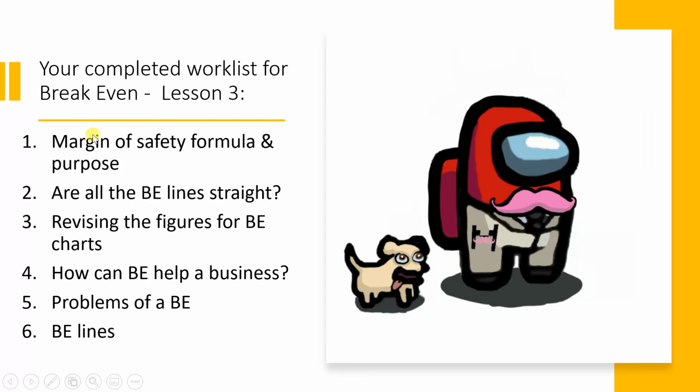Well done, you've done it. You've made it to the end of the work list for lesson 3. You have completed all those tasks, all the 6 tasks. You have completed all the analysis, the evaluation of break-even. You have nailed all the break-even charts and the practice formulas as well. Well done. Woohoo!